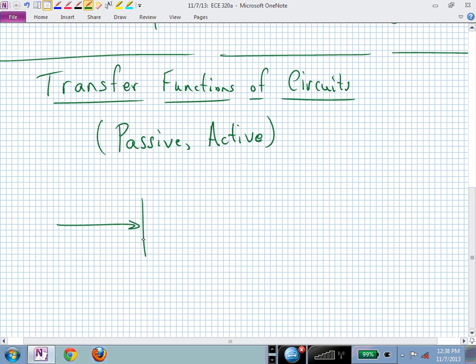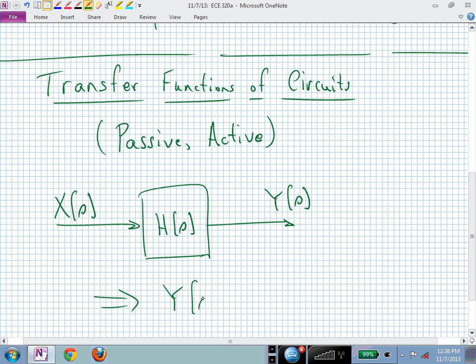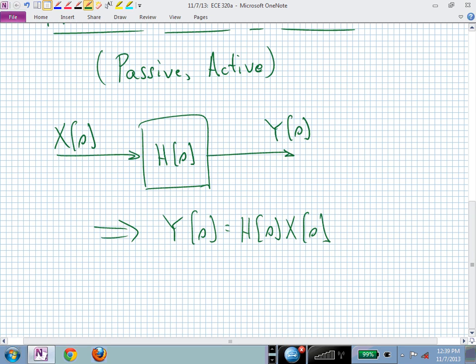Here's our diagram that you should be very comfortable with. Our system, in this case, will be a filter, capital H of S, the transfer function of a filter. Our input to that filter is capital X of S, which is the Laplace transform of the time domain input x of t. This then tells us that we have our output Y of S equal to the product, or multiplication, of our transfer function description of the system, capital H of S, and the Laplace transform of the input waveform, which we represent as capital X of S.